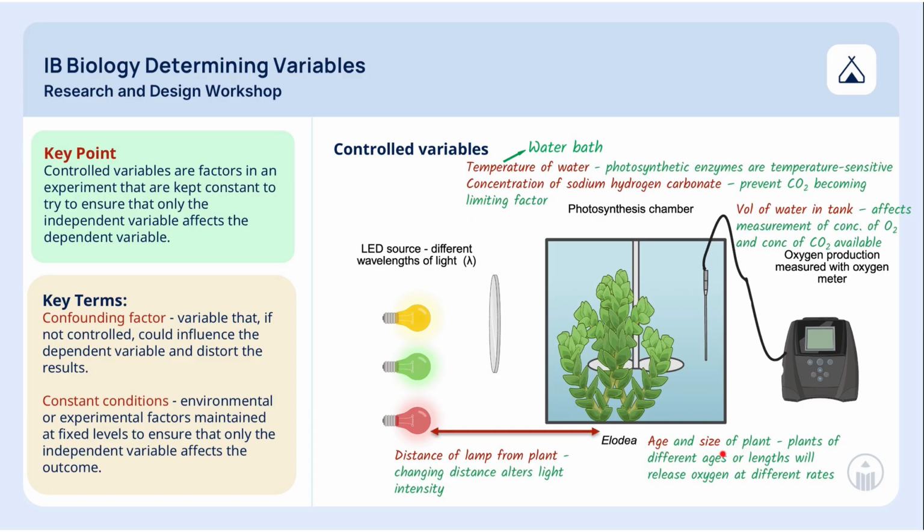The age and size of the Elodea sprig should be standardised, since plants of different ages or lengths will produce oxygen at different rates. Finally, the volume of water in the chamber must be controlled so that both bicarbonate concentration, temperature stability, and the measurement of the concentration of oxygen remains comparable across all treatments. Together, these controls ensure that any changes in oxygen production truly reflect the impact of light wavelength.